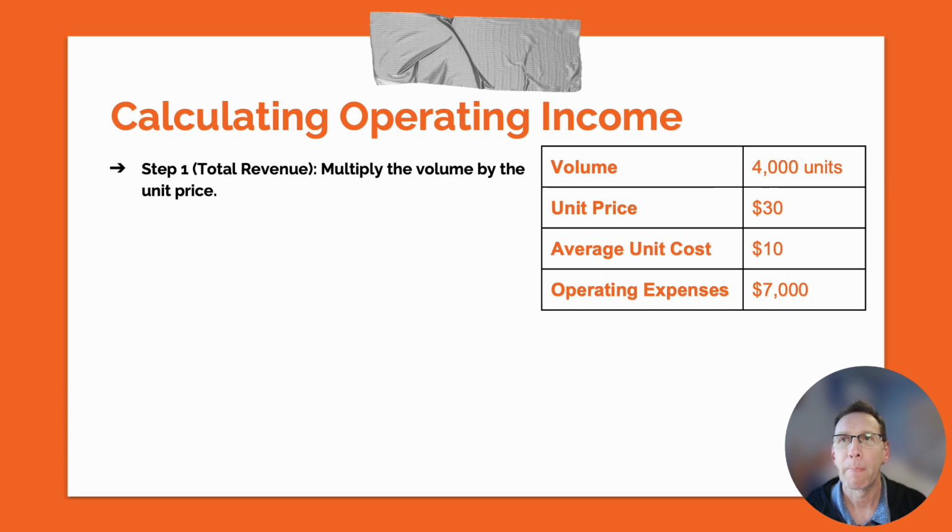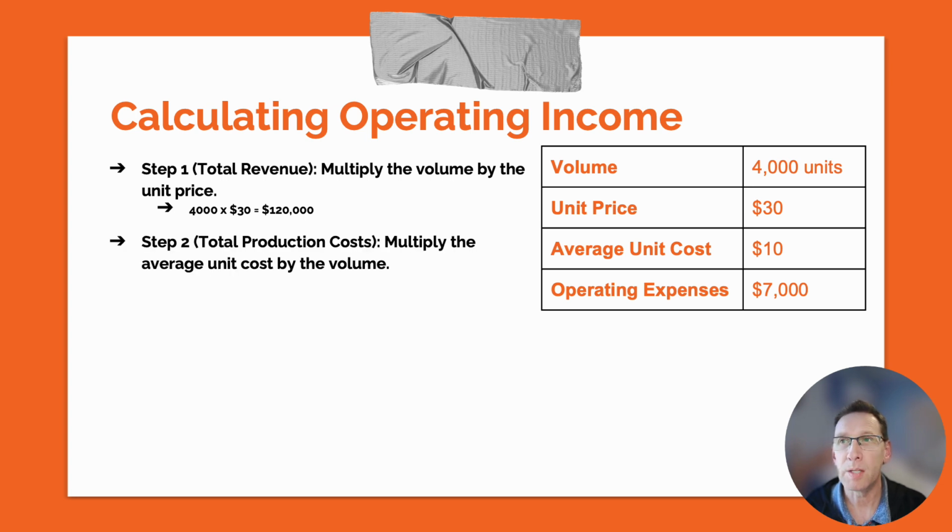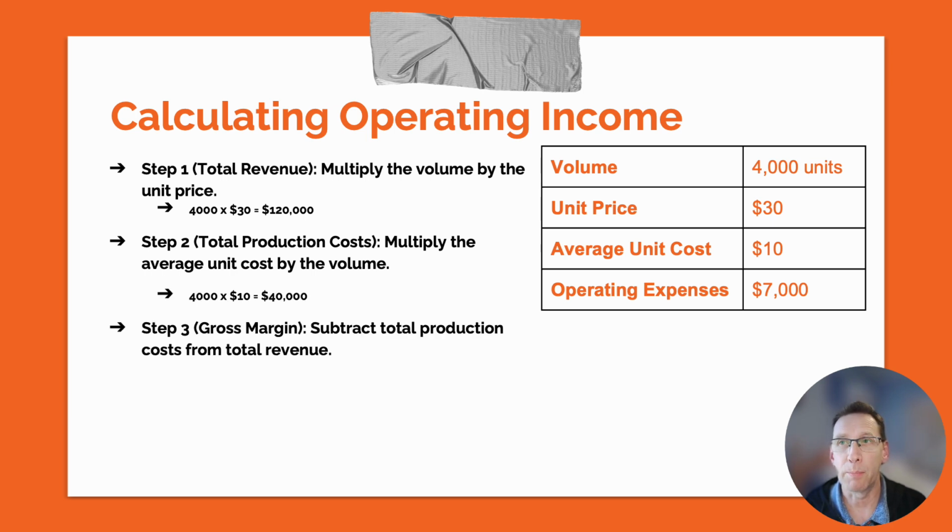You multiply the volume by the unit price. So this is 4,000 times 30 equals 120,000. Step 2 is your total production cost. You multiply the average unit cost by the volume. So 4,000 times 10 equals 40,000. Step 3 is your gross margin. You subtract your total production costs from your total revenue. So 120,000 minus 40,000, that's 80,000.